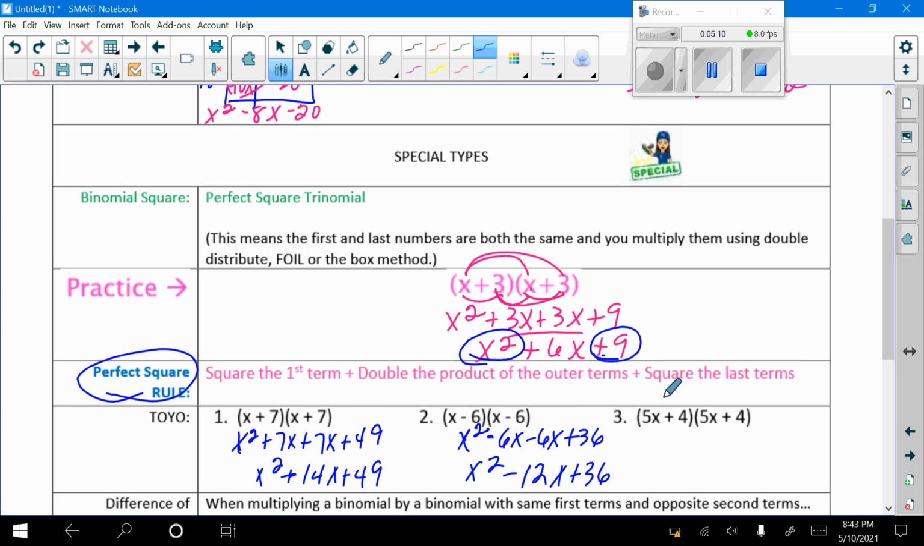Number 3, same idea here. 5x times 5x is 25x squared. 5 times 4 is plus 20x. 4 times 5x is plus 20x. And 4 times 4 is positive 16. Combine like terms. 25x squared plus 40x plus 16.